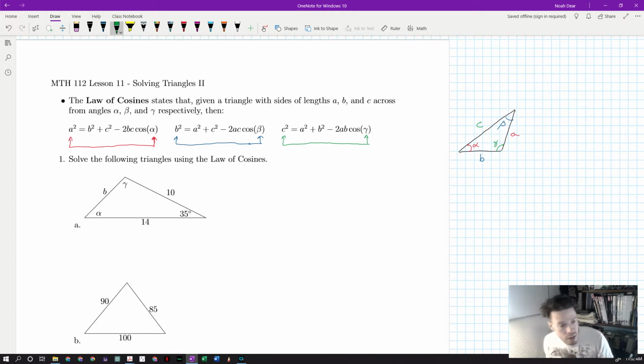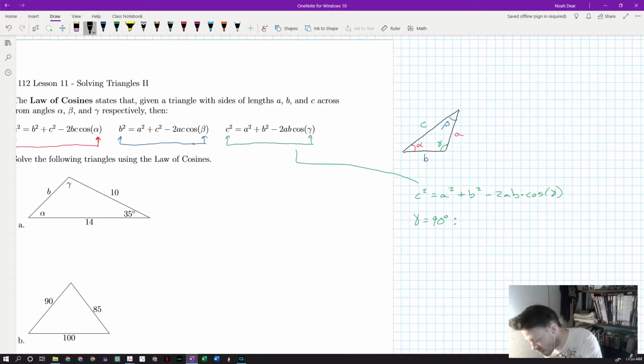So I said a second ago that this is a generalization of the Pythagorean theorem. So I'm going to take this third form and show you what I mean by that. So if I have c squared equals a squared plus b squared minus 2ab times the cosine of gamma, and say gamma was 90 degrees, so I had a right angle here. So our triangle would now change its shape a little bit.